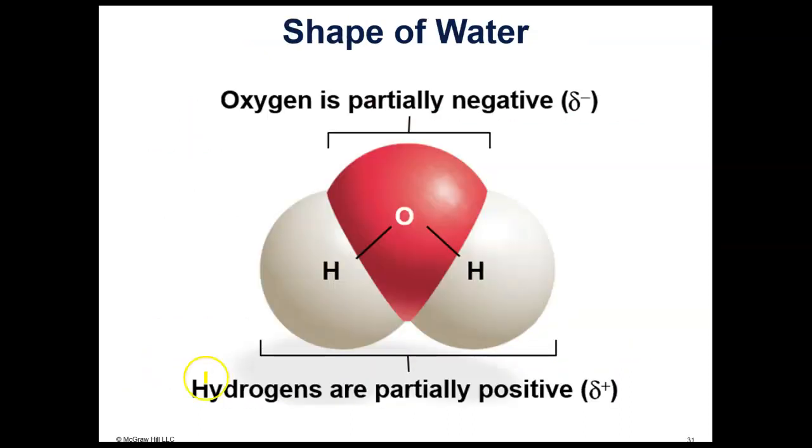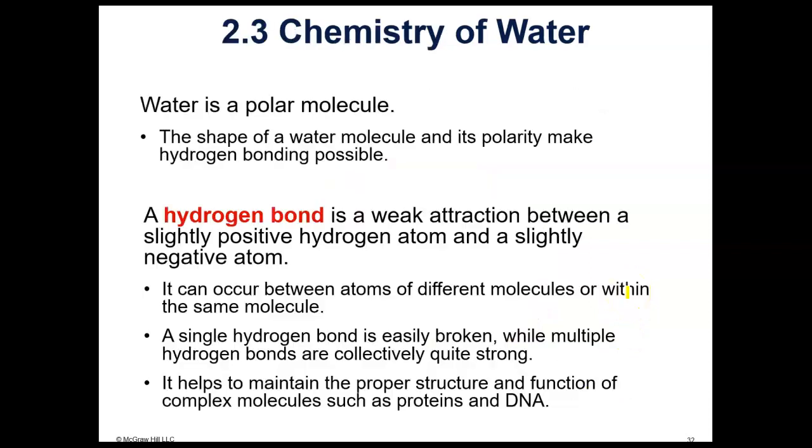All right, and we can see that here, here's our water molecule. We have oxygen bonded to two hydrogen atoms. The oxygen end of the molecule is slightly negative, and the hydrogen end is slightly positive. And that's where the term polar comes from. So that leads us to talking about the chemistry of water. First of all, we know water is a polar covalent molecule, and so that makes hydrogen bonding possible.